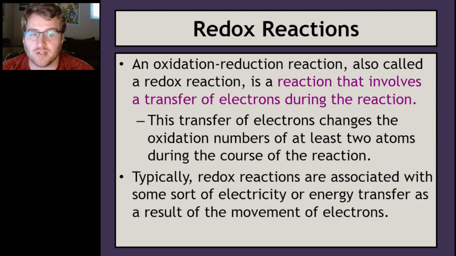This transfer of electrons changes those oxidation numbers of at least 2 atoms during the course of the reaction. Now, typically, we haven't done these a lot. Some reactions are oxidation and reduction without us knowing it, but these are reactions involved with some sort of electricity or transfer of energy as a result of this movement of electrons. Remember, electricity is just electrons moving. So this reaction would create like that little bit of electricity.